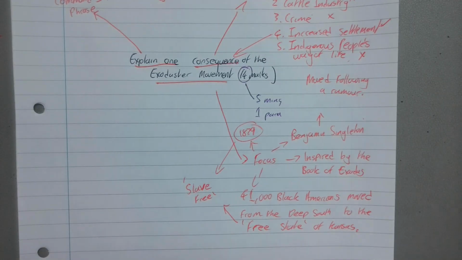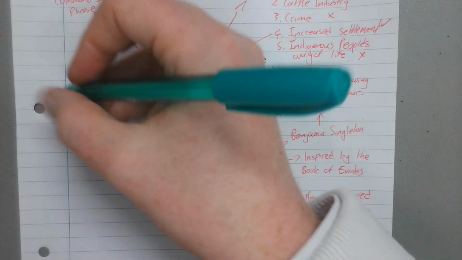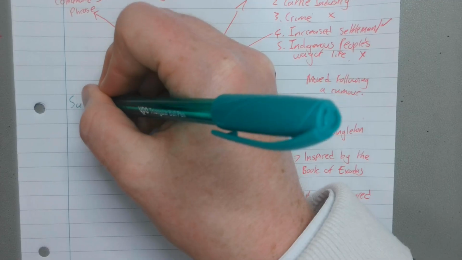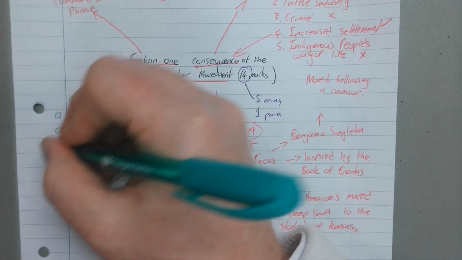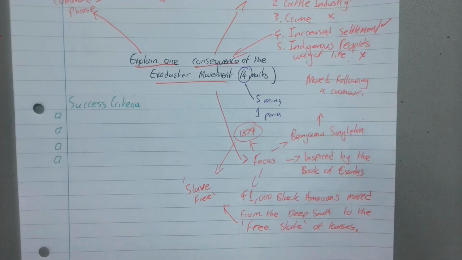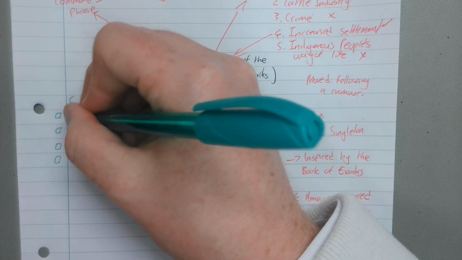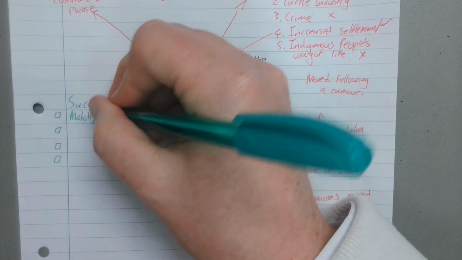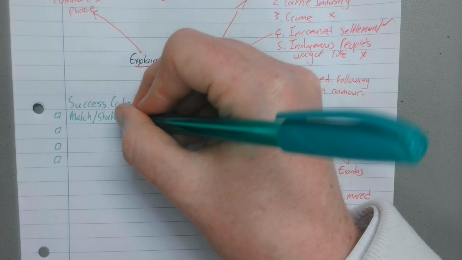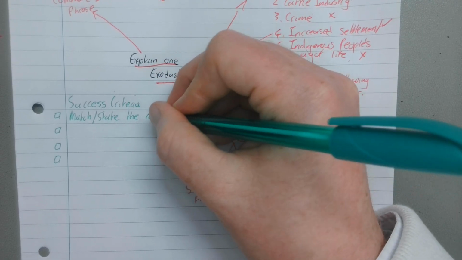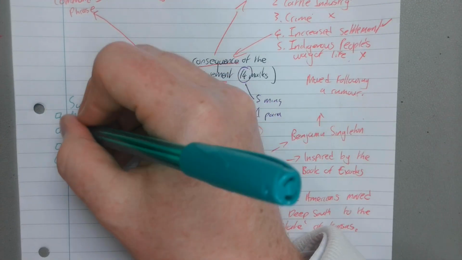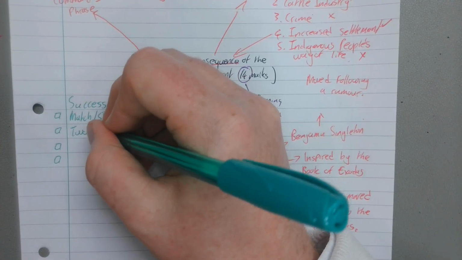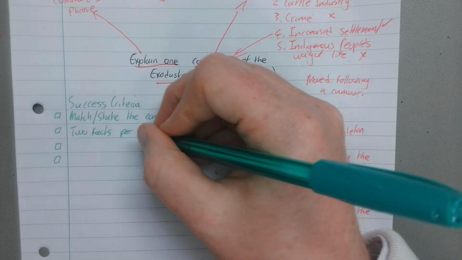So before we start, let's just super quickly put together a real quick success criteria. Again with these 4 markers, they're really nice and easy to self-assess, as it is in essence a tick box exercise. So what we need to do is start by matching and stating the correct consequence. We need to make sure that there are 2 facts per paragraph.